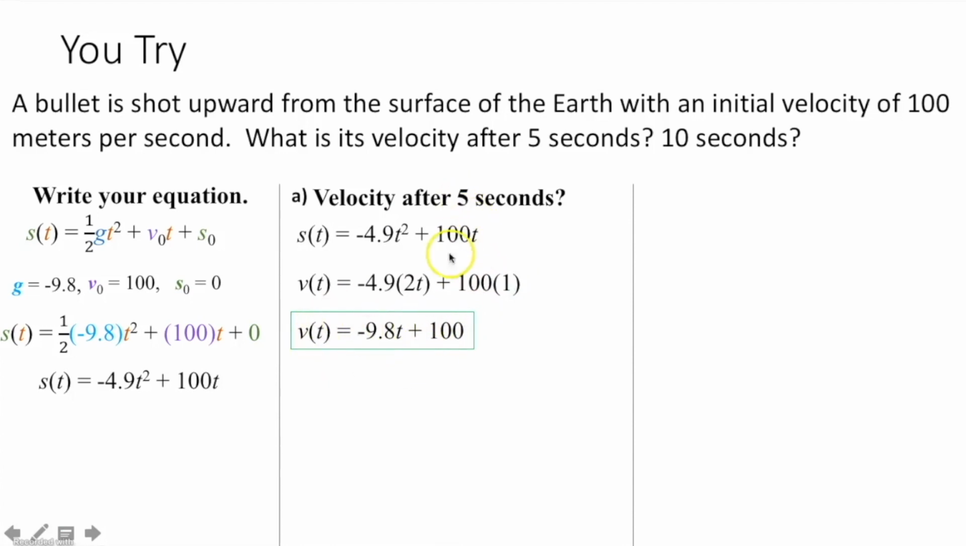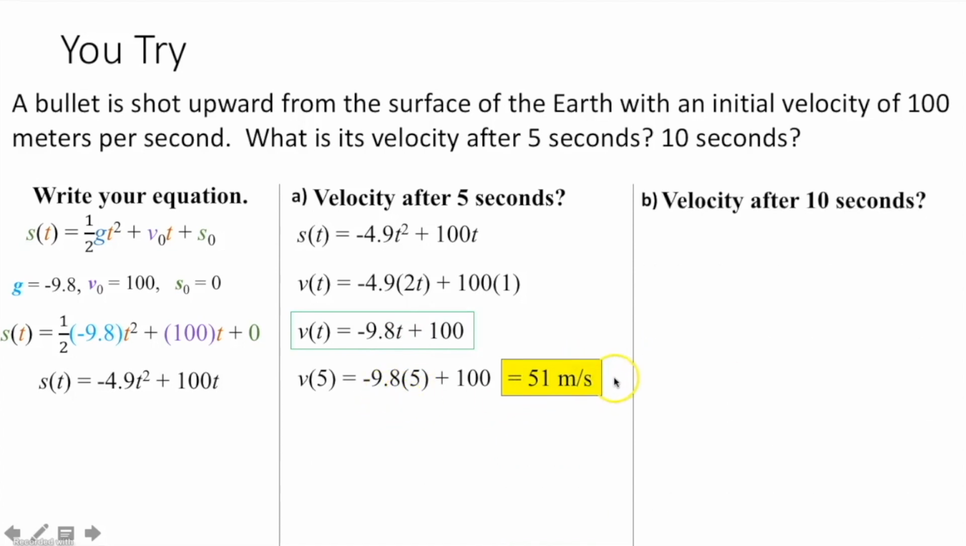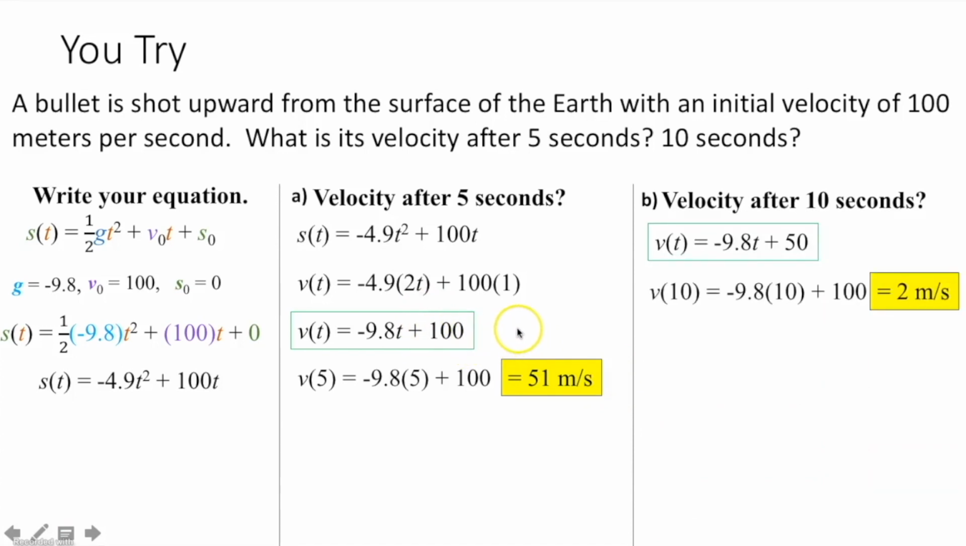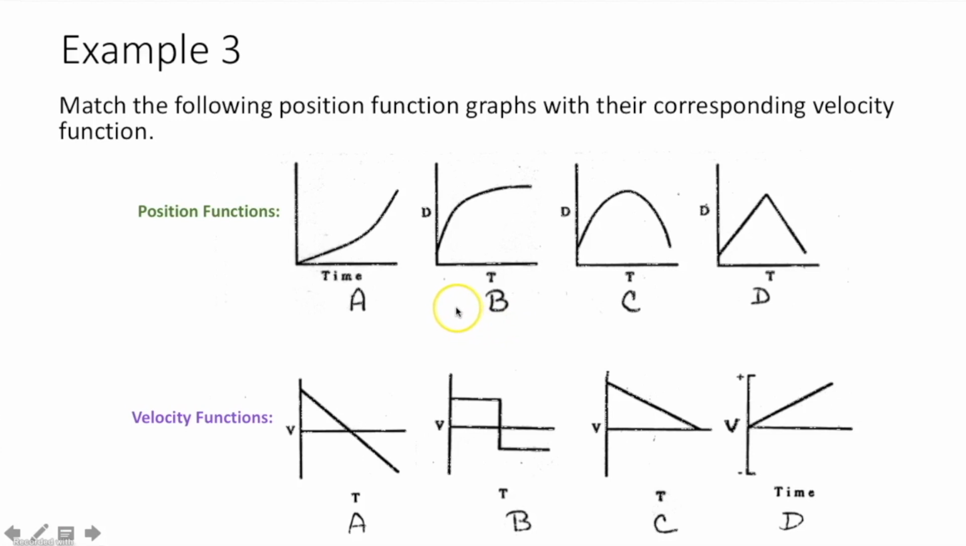Once we have that, we can just plug in our 5, and we end up getting a velocity after 5 seconds of 51 meters per second. After 10 seconds, we just take that same velocity function, plug in our 10, and we end up getting 2 meters per second. Example 3 says match the following position function graphs with their corresponding velocity function.